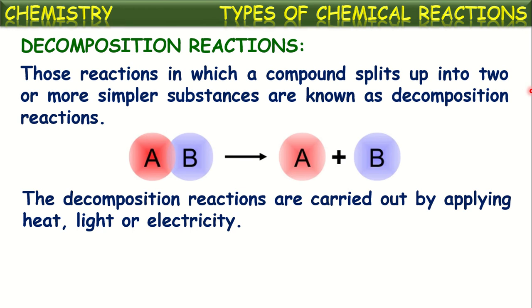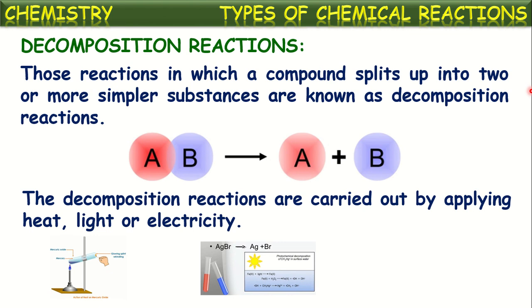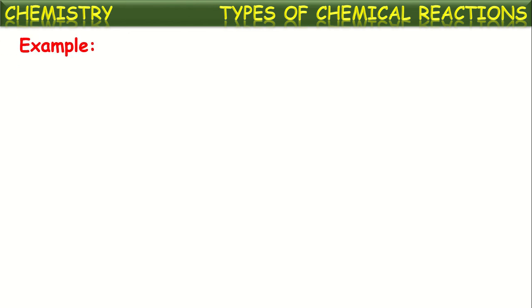So the decomposition reactions are also of different kinds based upon the conditions. The decomposition reactions are carried out by applying heat energy, and some decompositions are carried out by applying light energy, and some others by applying electricity. In this way, different decomposition reactions may be there. Let us see about these also in detail.